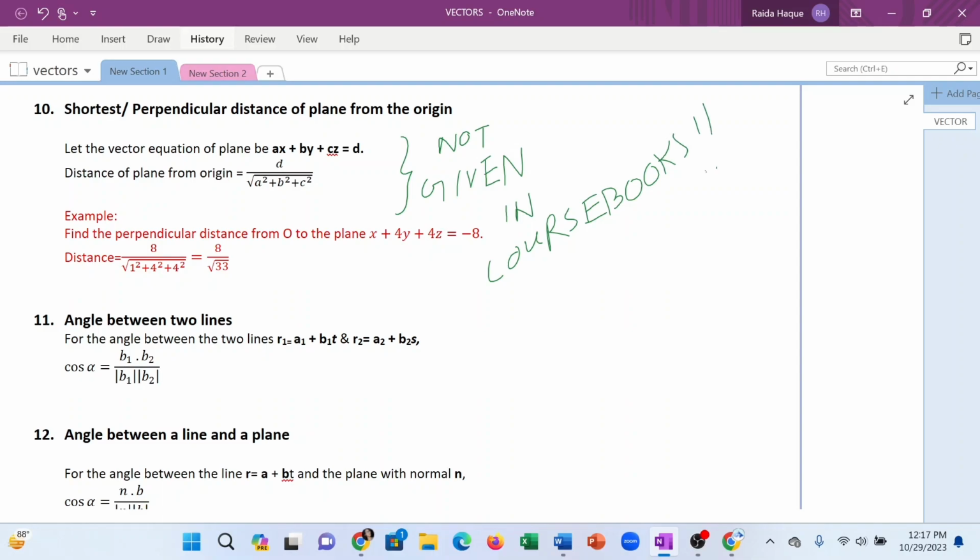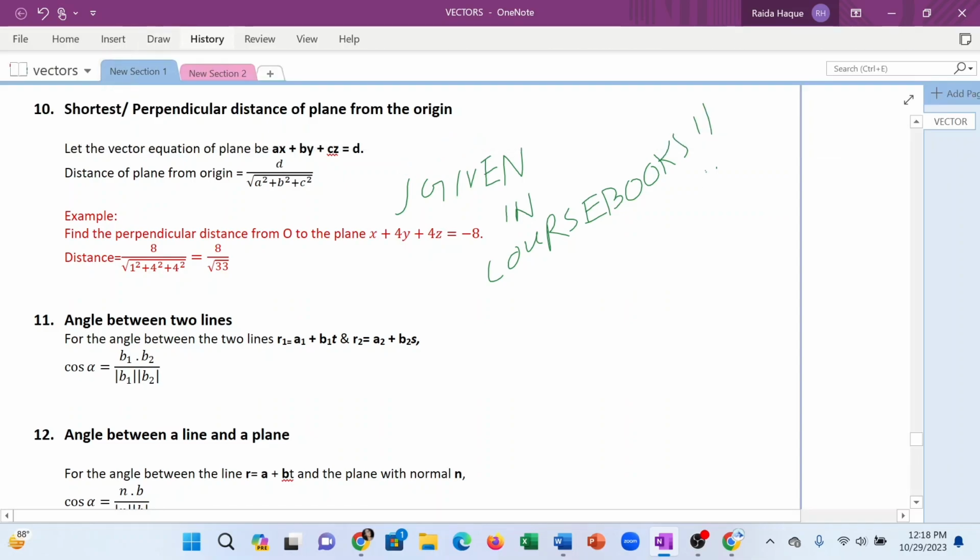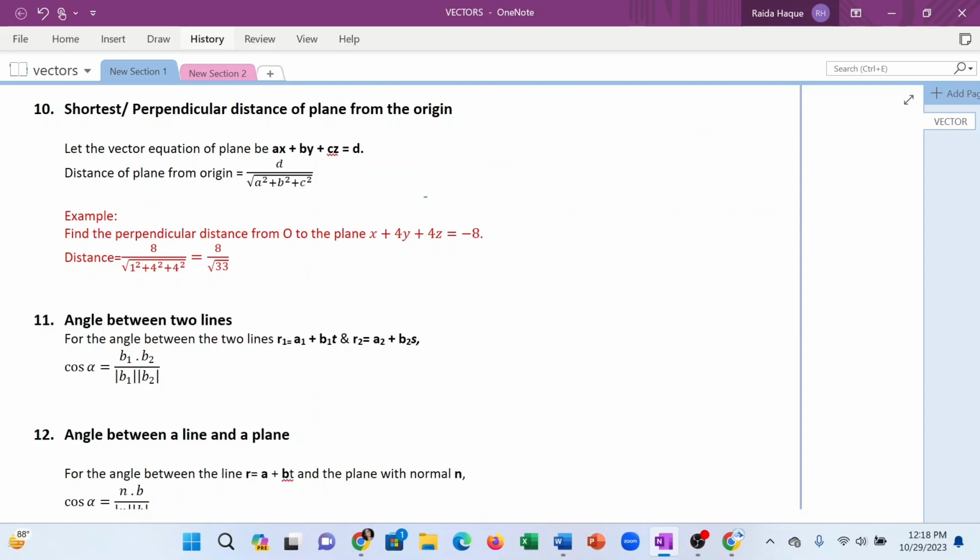Okay. So over here what we will do is you have the equation of the plane and you just need to find the distance from the origin. So x is our variable, y is our variable, z is our variable, and a, b, c are the constants or the coefficients, right? So simply plug it back into the formula where the distance is d divided by the square root of a square plus b square plus c square.